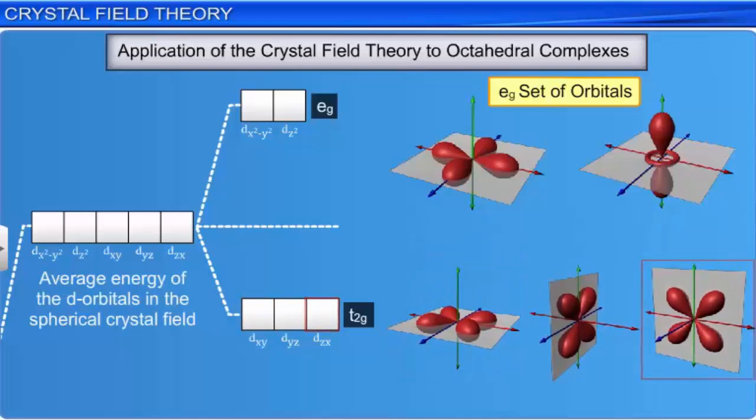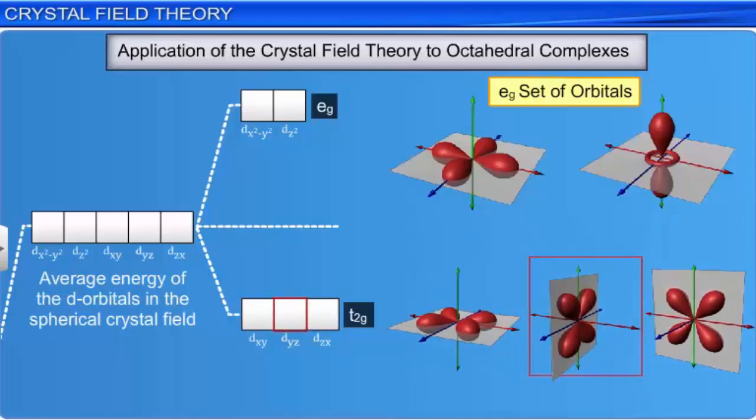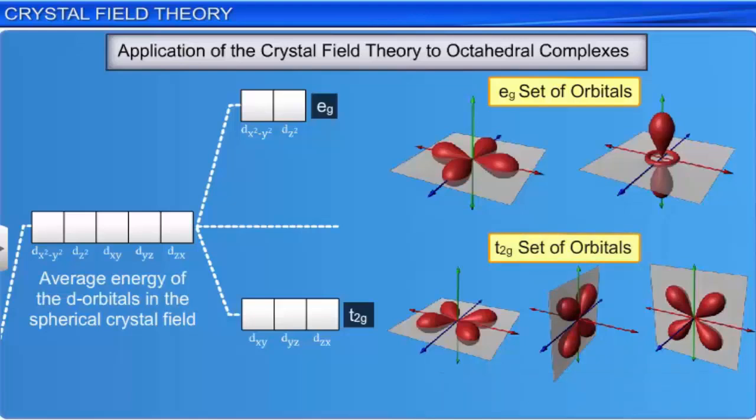These 3 d orbitals are collectively known as the T2g set of orbitals. Consequently, the energy of the Eg set of orbitals increases, while that of the T2g set decreases relative to the average energy in the spherical crystal field.